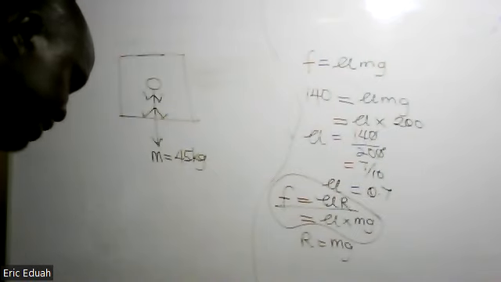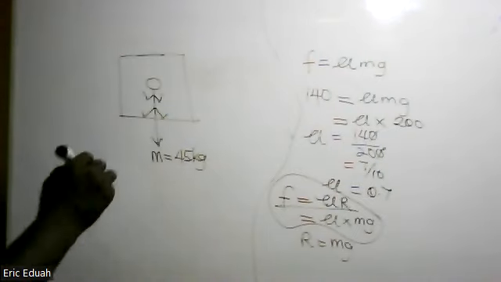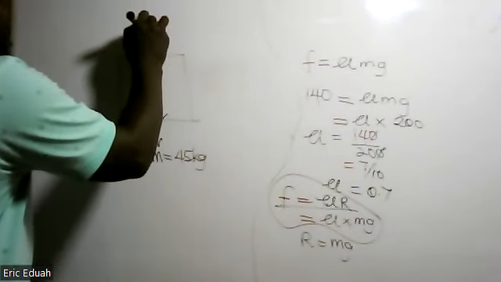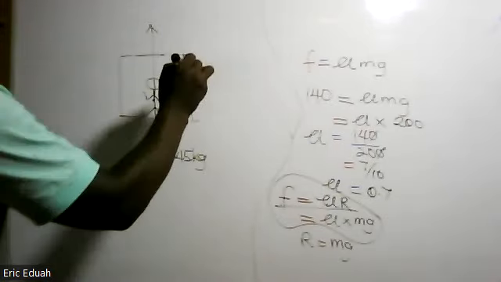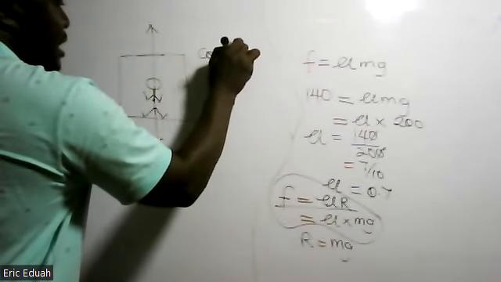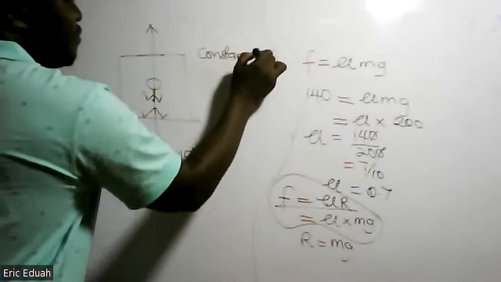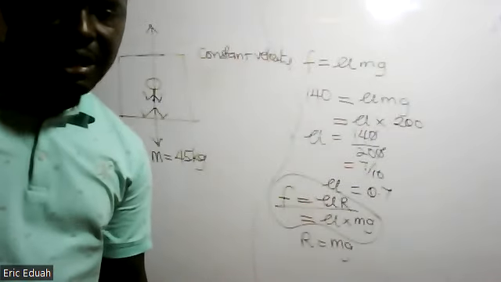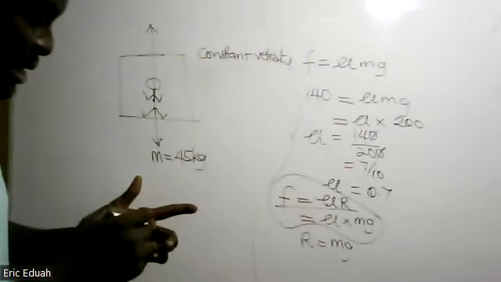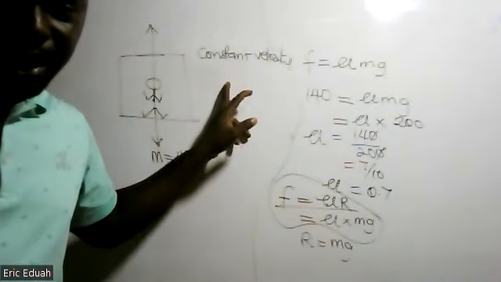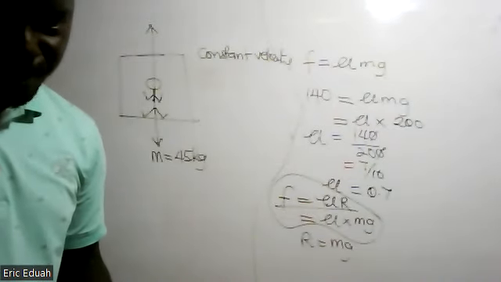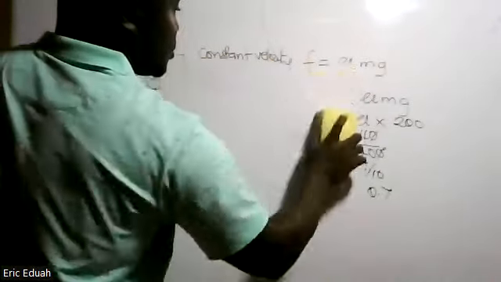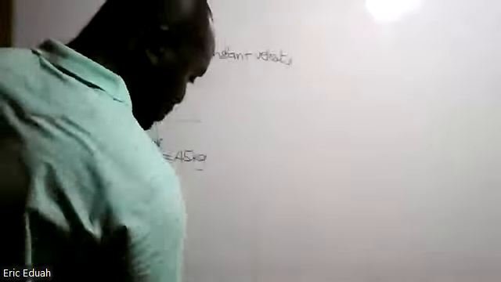The lift is going vertically upward with a constant velocity. And once it is at a constant velocity, it means that we have a situation of dynamic equilibrium. Please, are we fine? Yes, okay. So we have a dynamic equilibrium.